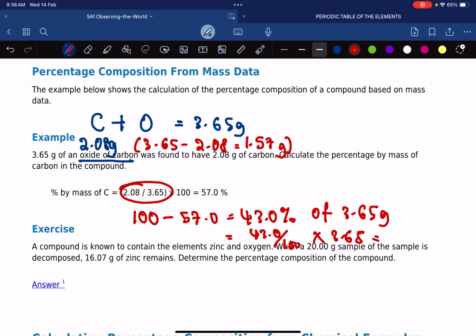Now, if I do a simple maths here, 43% divided by 100 times 3.65, let's see what we get. 0.43 times 3.65. Wow, interesting. I get 1.57 grams. So you see, it's the same number, isn't it? By using percentage of masses, sometimes we can also find out the mass of a particular compound. So either way, you can either subtract or use the percentage.